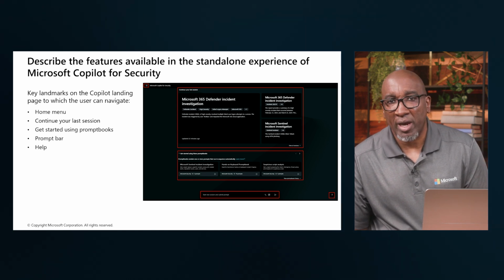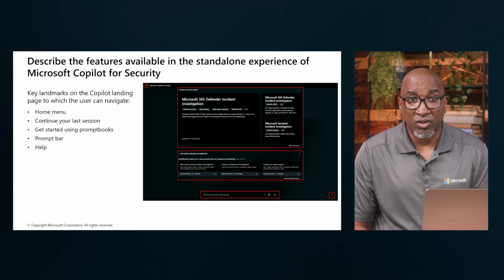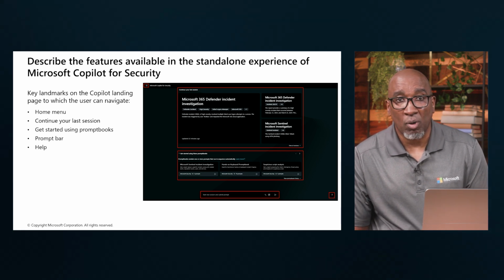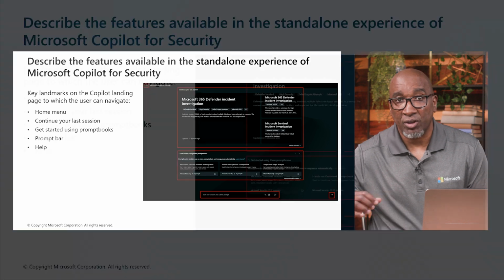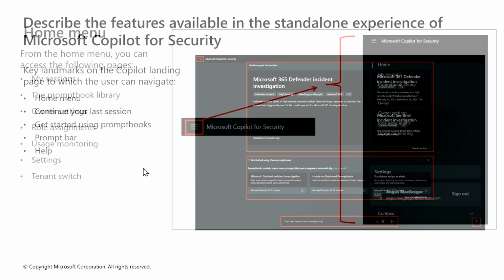Key landmarks on this page include the home menu, continue your last session, get started using prompt books, the prompt bar, and the help session. Each of these elements is designed to streamline your workflow and enhance your productivity. Let's take a look at each of these sections individually.